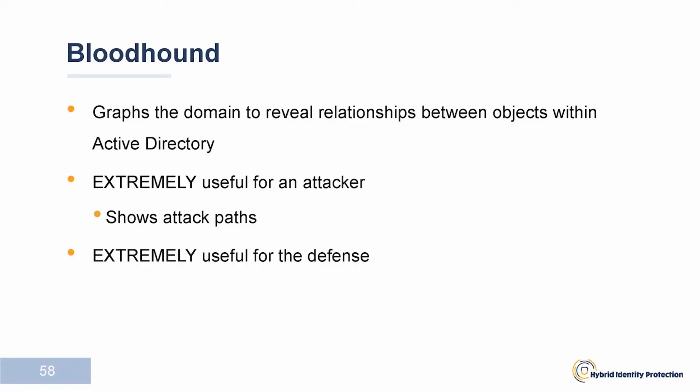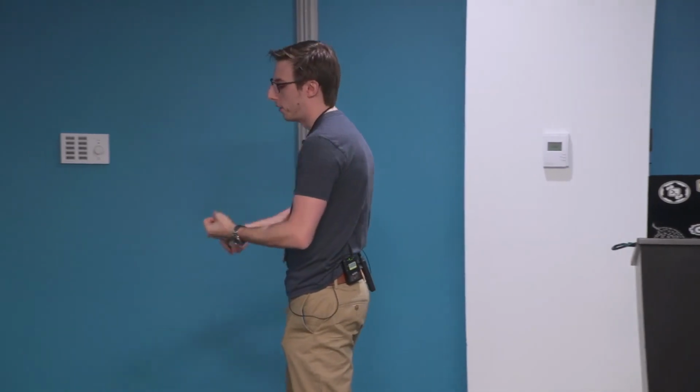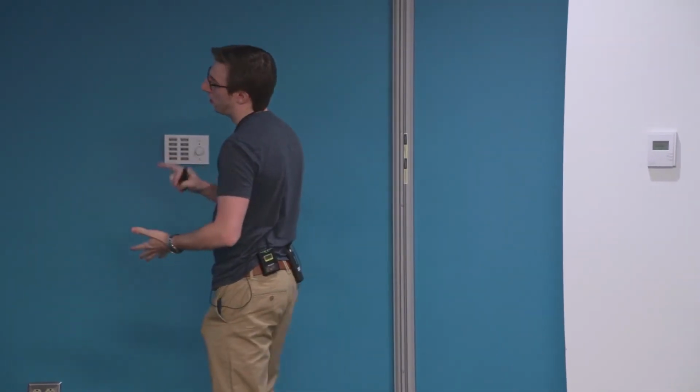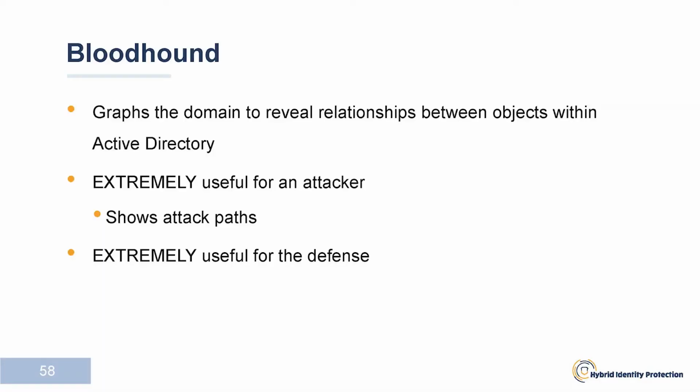Bloodhound graphs the entire domain to reveal relationships between objects within Active Directory. So again, what is an object in Active Directory? Policies, users, computers, etc. It is extremely useful for an attacker because it's actually going to map out attack paths for you, which in turn is also useful for a defender, right? If you know the attack paths an attacker can take, you can set up your defenses accordingly. So what does this look like?